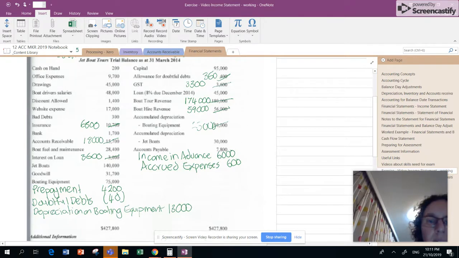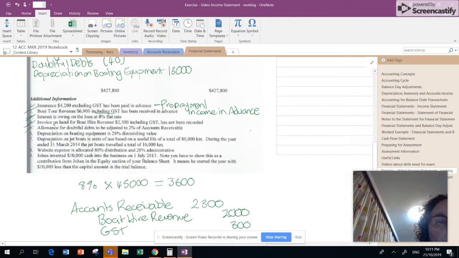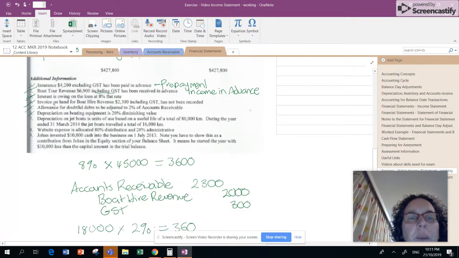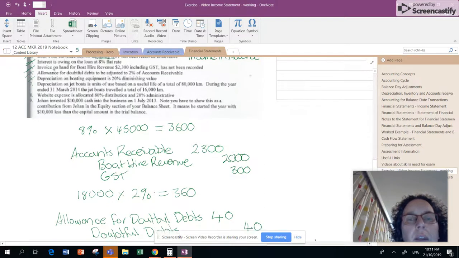Now we're going to have a look at our next depreciation, and this is a units of use one. So depreciation on jet boats is units of use based on a useful life of 80,000 kilometres. During the year, the jet boats travelled a total of 16,000. So first we've got to work out the rate.